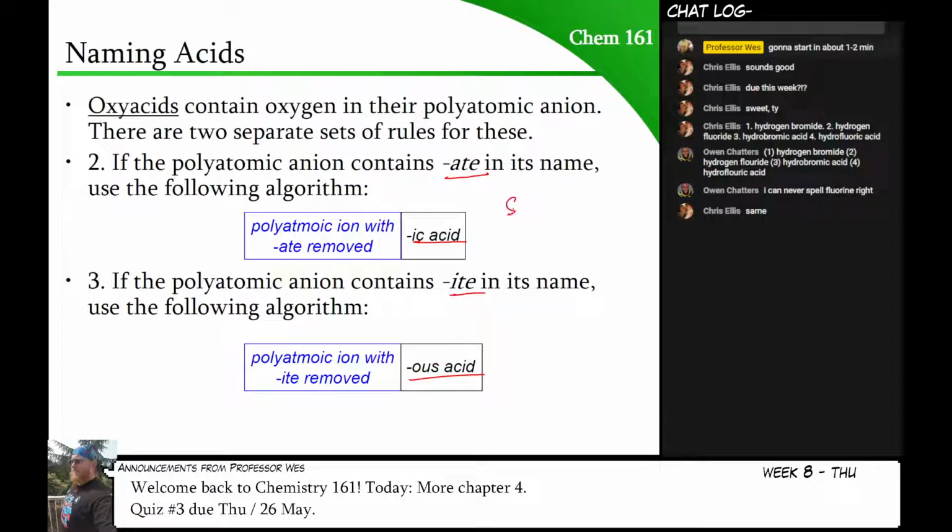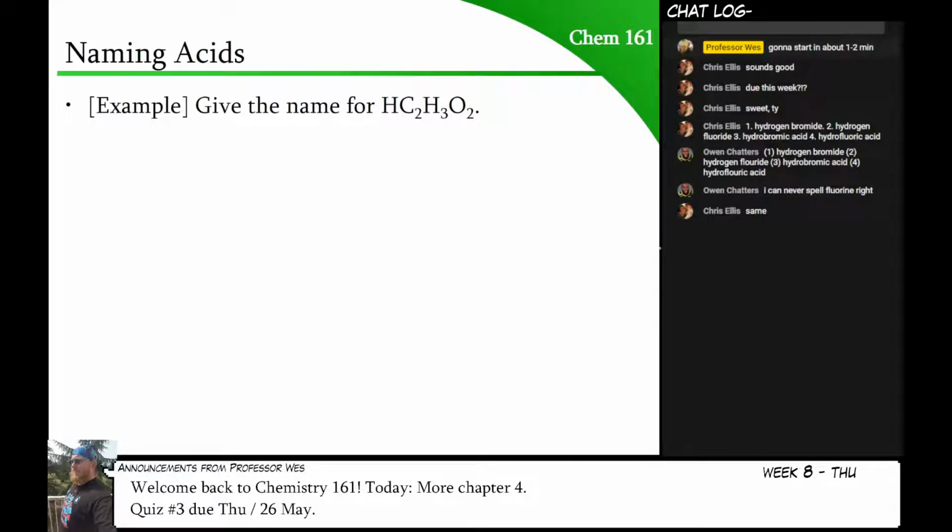Now, if you end up with certain stems when you do this, for example, sulfate would be SO4 2-. Getting rid of the "ate" would give you sulf. We're going to change these just to make them sound better. But otherwise, everything else operates on the just remove the "ate" or the "ite" and then add the suffix that is correct. So if you end up with sulf or phosp, we just add a few extra letters to make it sound good. So let's do some examples here.